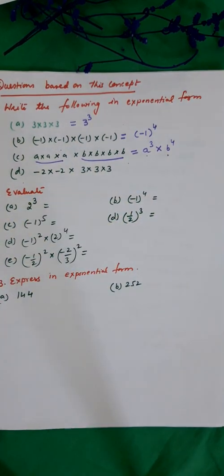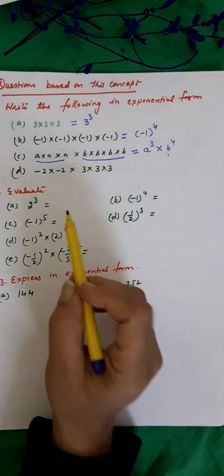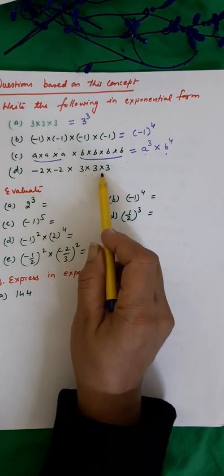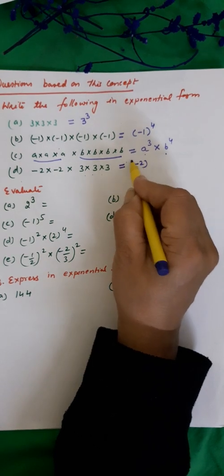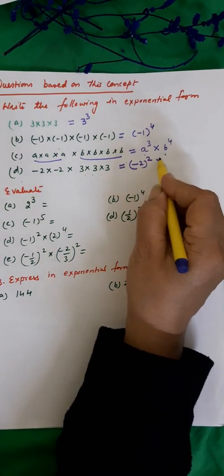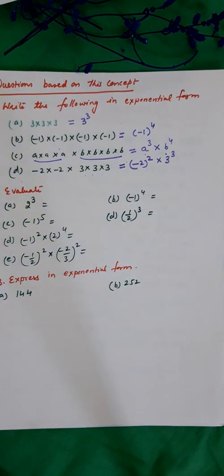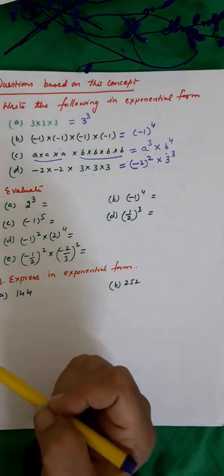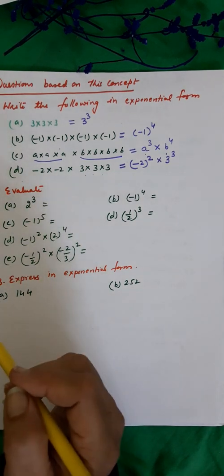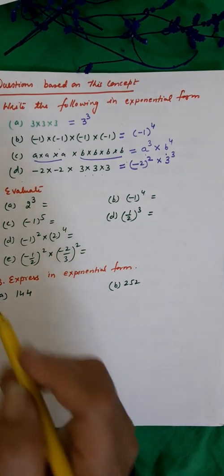Similarly, in the D part now, minus 2 into minus 2 into 3 into 3 into 3. Then this can be written as minus 2 raised to the power 2 into 3 raised to the power 3. Correct? Next, evaluate. Now, for evaluation, what will we do? Now we will do the reverse. We will expand it and then we will write the answer.